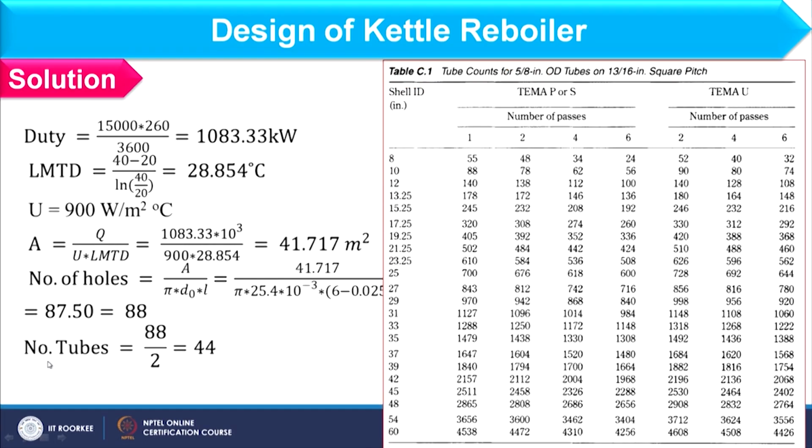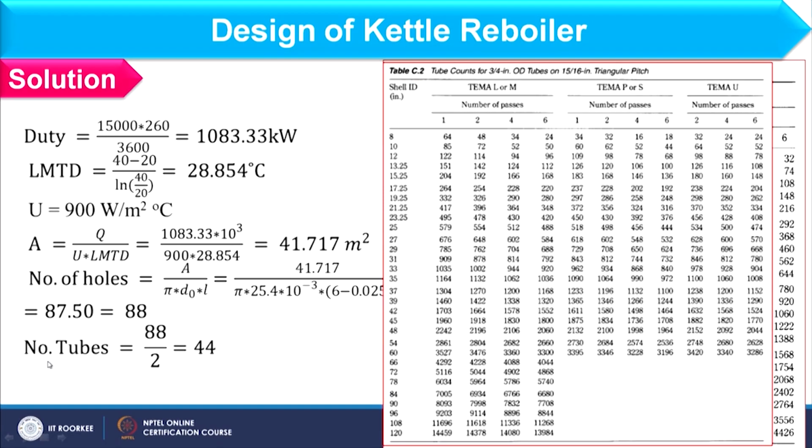Okay. So, let us focus on other tables. So, here I have table C2, which says that tube OD is 3 by 4 inch and 15 by 16 inch triangular pitch. So, it will also not work for me, and then we will focus on table C3. Okay. So, if you see table C3, it is for 3 by 4 inch OD and 1 inch square pitch.